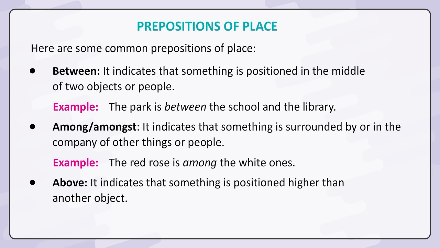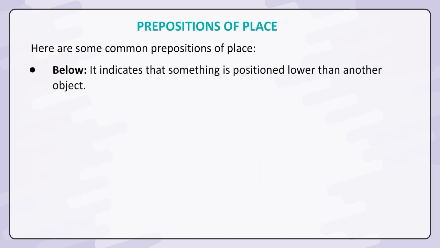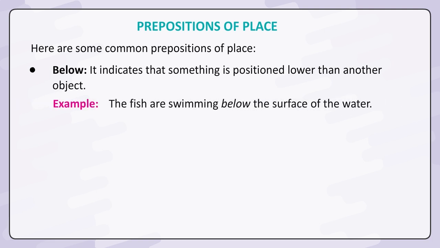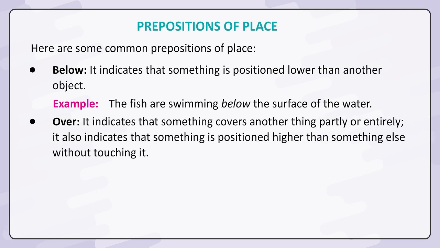Above. It indicates that something is positioned higher than another object. Example, the bird is flying above the trees. Below. It indicates that something is positioned lower than another object. Example, the fish are swimming below the surface of the water.